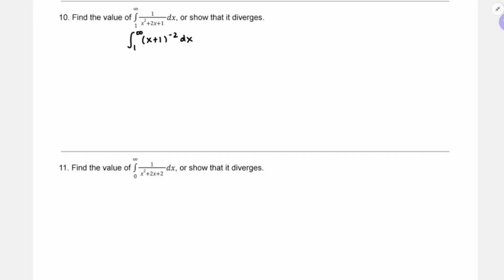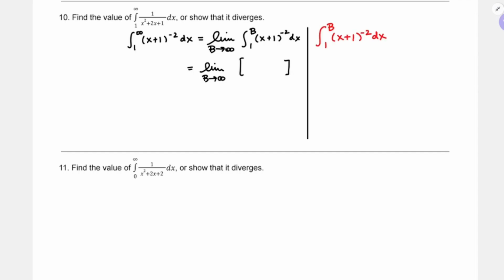That's an improper integral, so I have to write two limits. Okay, the first limit needs to be the limit of an integral, so that's going to be the limit as b approaches infinity of the integral from 1 to b of the same integrand. And then there's going to be a limit of something else I need to evaluate to determine whether or not the integral converges. But figuring out what goes on the inside of those kind of square brackets, I'm going to go off to the side and do some scratch work.